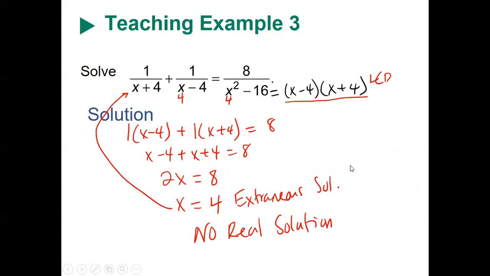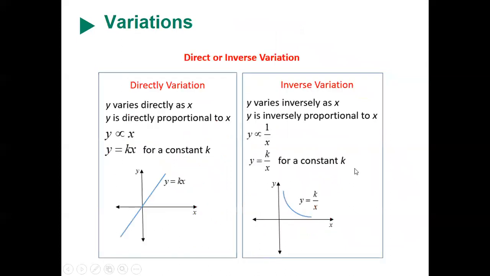All right, we're going to take a look at a word problem. So we're going to talk about variation. So variation, there are 2 types. There's direct variation and inverse variation, okay?